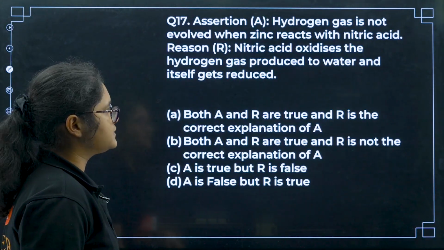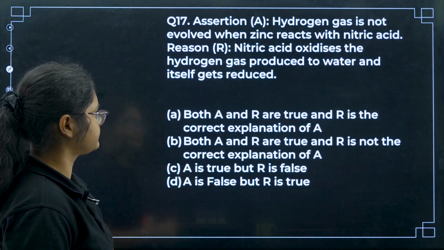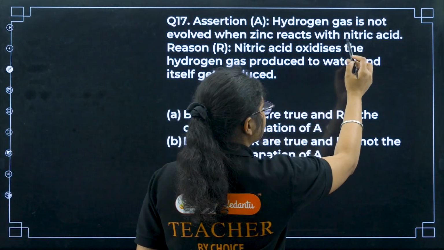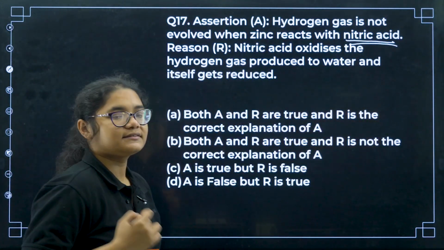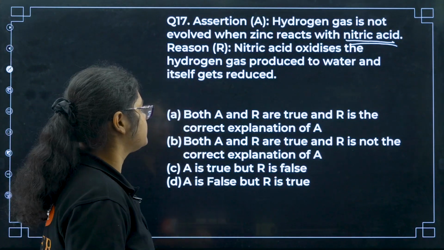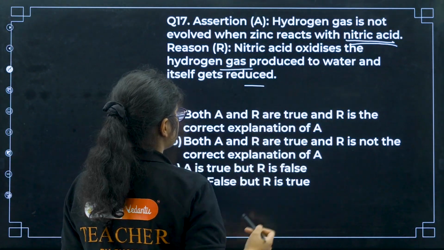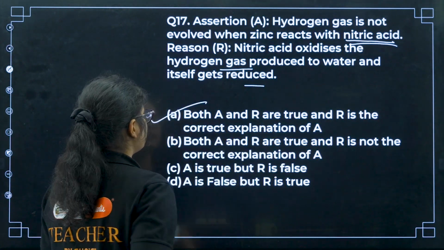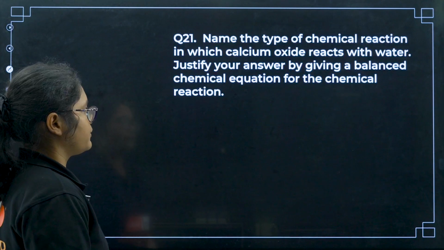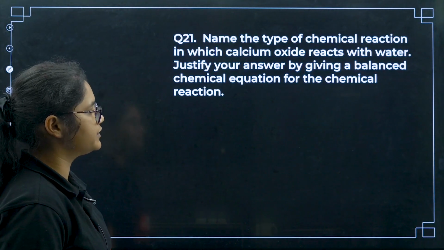Next, coming to assertion reason: hydrogen gas is not evolved when zinc reacts with nitric acid. That is correct. Nitric acid is a very strong oxidizing agent, right? So whatever H2 is produced gets converted to water. So the assertion is true. Now, nitric acid oxidizes the hydrogen gas produced to water and itself gets reduced. So both are correct and it is explaining. So option number A. Now moving to the 2-marker question. Name the type of chemical reaction in which calcium oxide reacts with water.